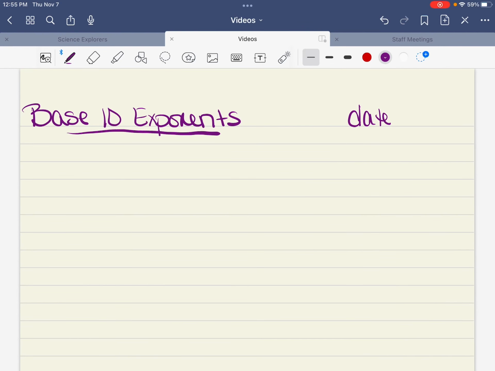All right, so this lesson is all about base 10 exponents. You may know these as powers of 10. What I need you to do is we're going to take a few notes on this skill as an introduction before we get into our iReady book.